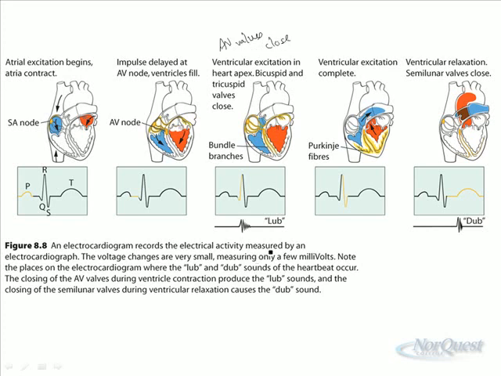Because those ventricles are contracting, as they contract, they slam those valves shut. The ventricle excitation is completed. It's going to open up, where's my pen tip here? There we go. It's going to open the semilunar valves. As they relax, the semilunar valves close, and that's one full cycle of a heartbeat. So the lub sound comes from the closing of the AV valves. The dub sound comes from the closing of the semilunar valves.